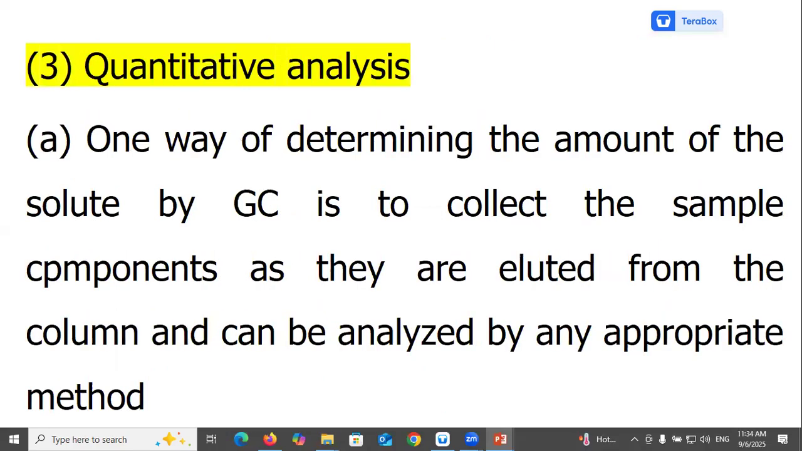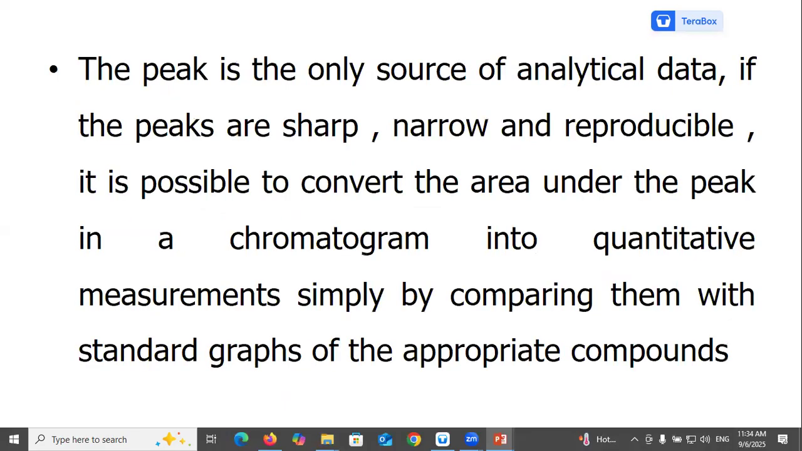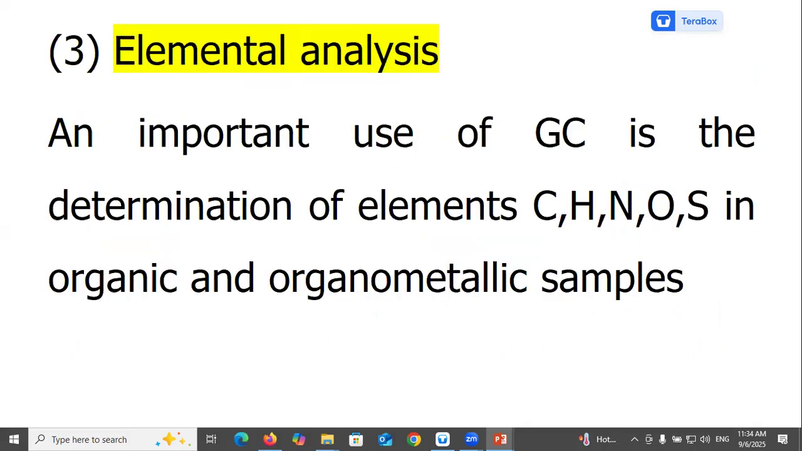Quantitative analysis. One way of determining the amount of solute by GC is to collect the sample components as they are eluted from the column and analyze them by an appropriate method. Recorded chromatograms can be used for the quantitative determination of known compounds. The peak is the only source of analytical data. If the peaks are sharp, narrow, and reproducible, it is possible to convert the area under the peak in a chromatogram to quantitative measurements simply by comparing them with standard graphs of the appropriate compounds.